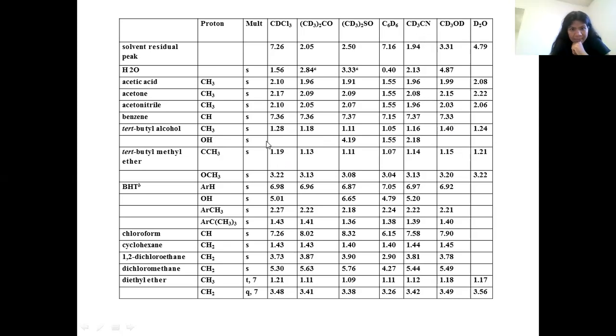Similarly, if you have tertiary butyl methyl ether, you will have an impurity peak at 1.15. If you have cyclohexane, you will have an impurity peak at 1.45, like this.